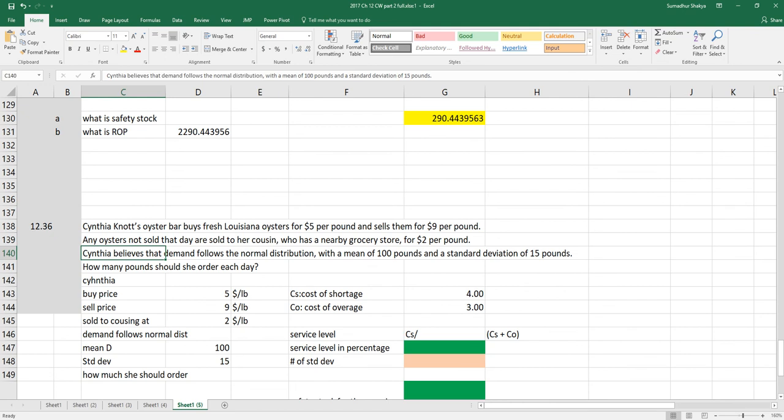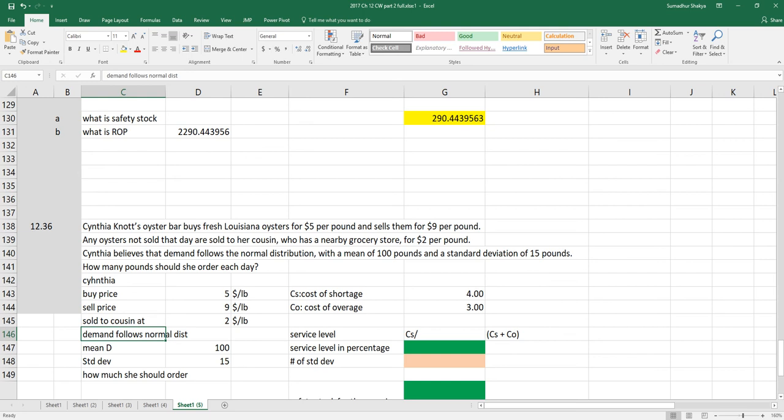So given the full version of the question, it says Cynthia Knott's has an oyster bar wherein she has a cost of purchase at the rate of $5 per pound and sells them at $9 per pound. If she cannot sell them, then she gives it to a nearby cousin or a friend at $2 per pound. Yeah, so she's selling it to her cousin. What a nice way to be.